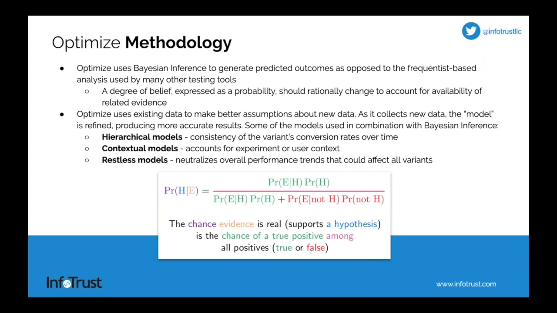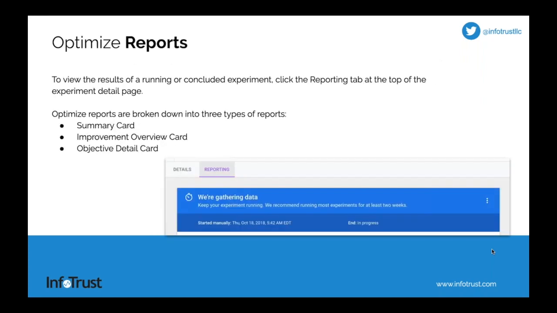So a restless model, for example, would be if conversion rates on the weekend are much different from conversion rates on weekdays. Those effects are accounted for with a restless model and not just directly averaged in. So all of these additional data points are accounted for with this type of model. And that's the calculation that would be the basis of this type of model. So the chance evidence is real, which supports the hypothesis that the chance of a true positive among all positives. So that's just a little background about the methodology.